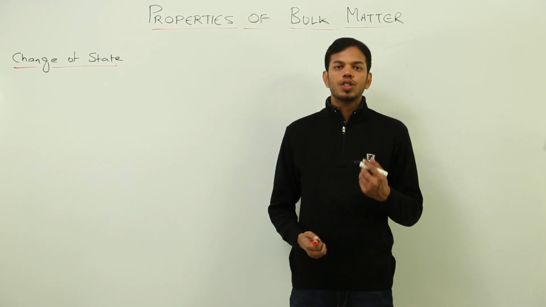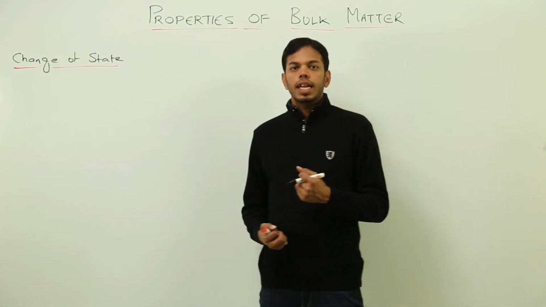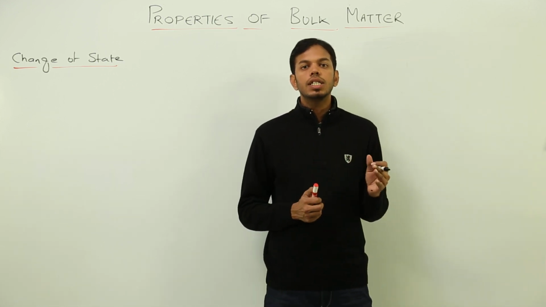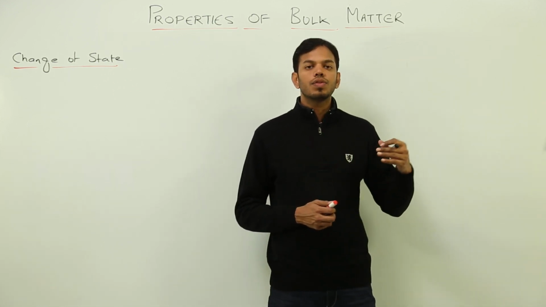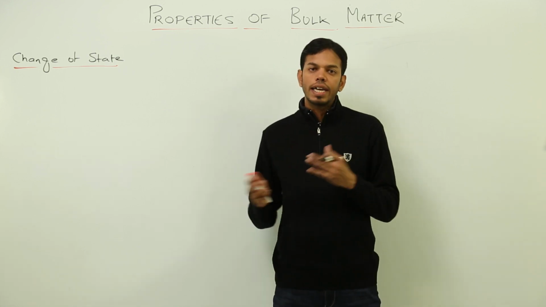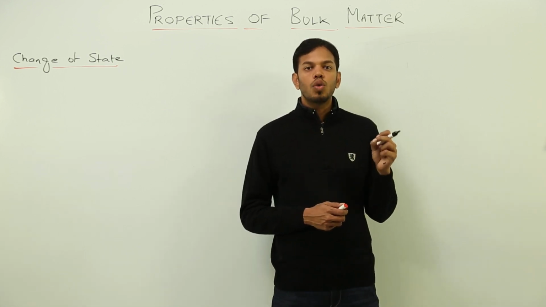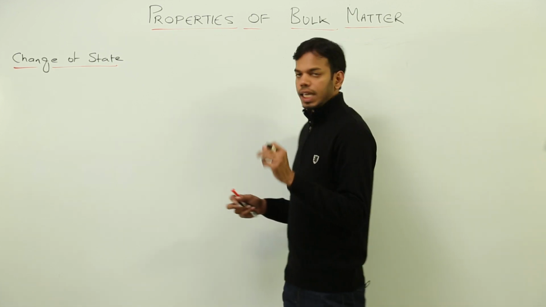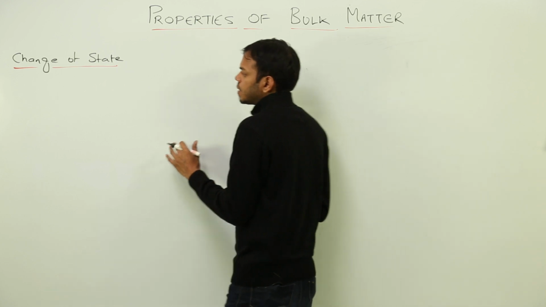So moving on to the next topic, which is change of state. Now there is a very special property of matter: when matter changes its state from one form to another, that is from solid to liquid, liquid to gas, or vice versa, the matter possesses a quality that it will be existing in both these states simultaneously. I'll explain it to you giving examples.